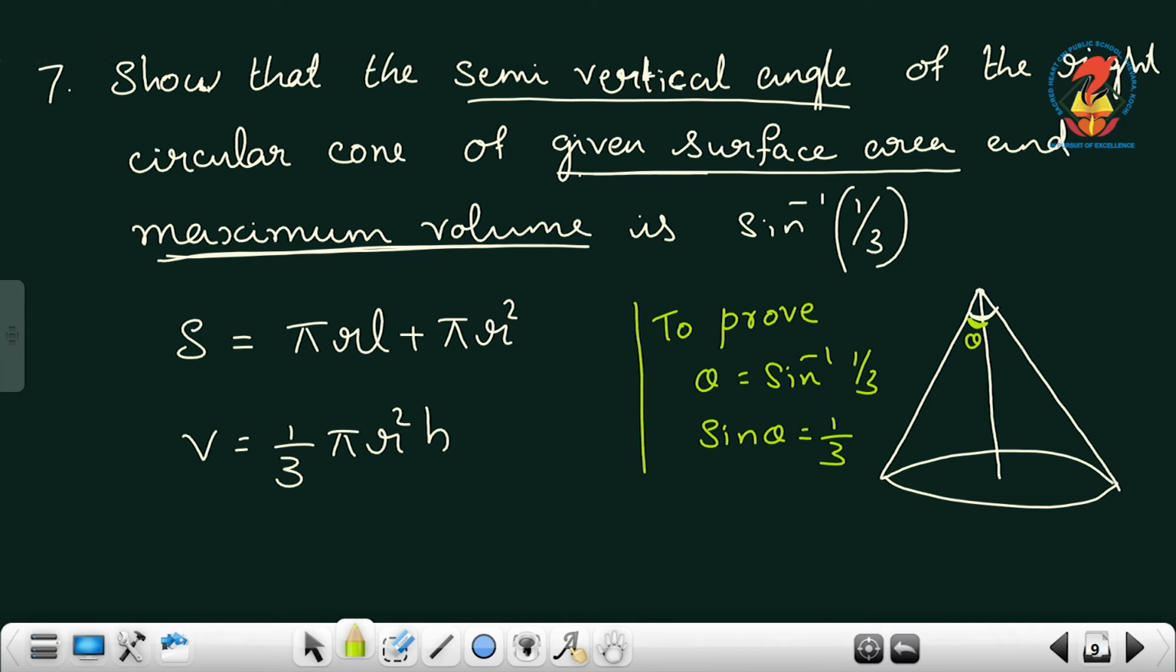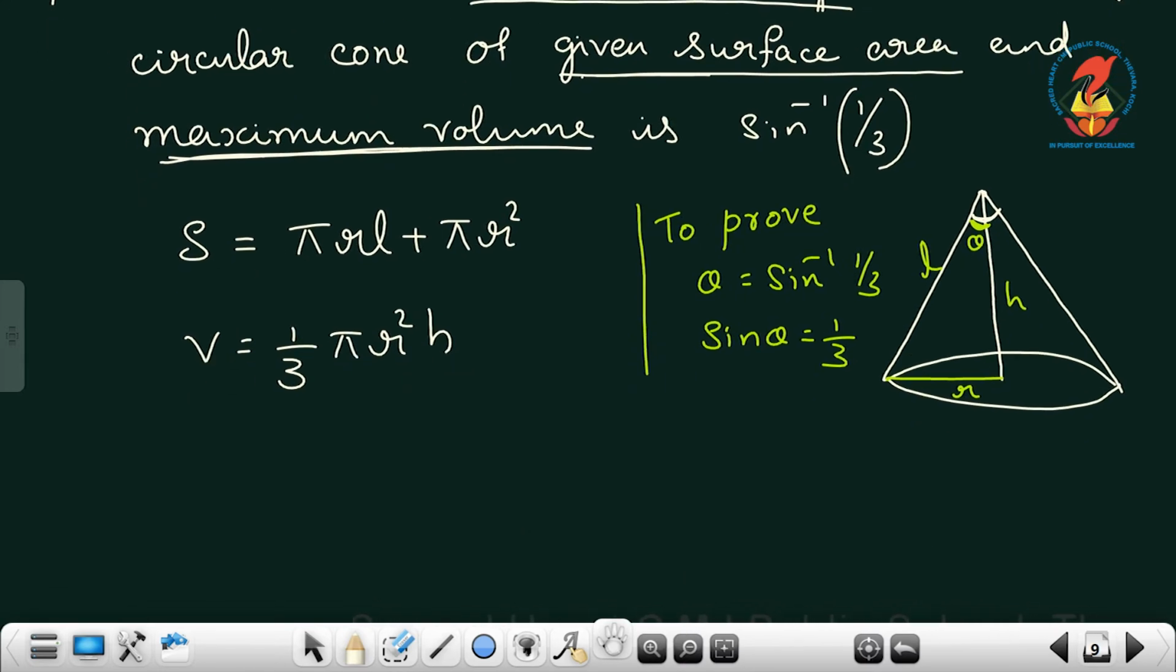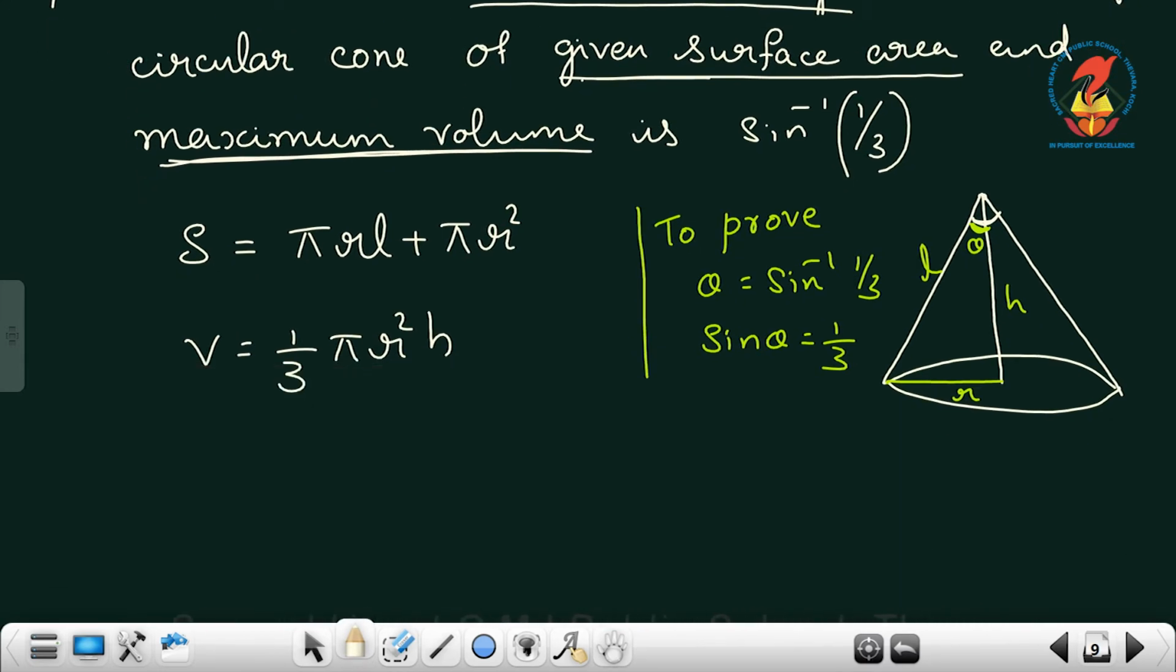So first we have to prove this volume is maximum. Now for this cone we have a radius and this one is h. This is L. Now find a substitution. Here r square and h. How can we write h? h is equal to root of L square minus r square. Now substitute for L. From here we can find L. What is L?